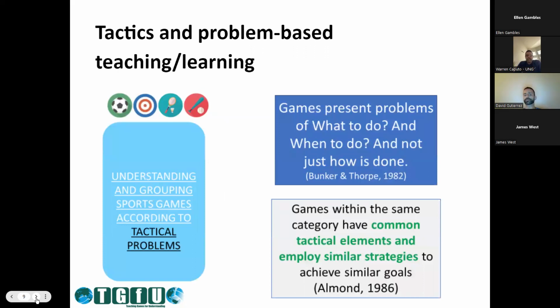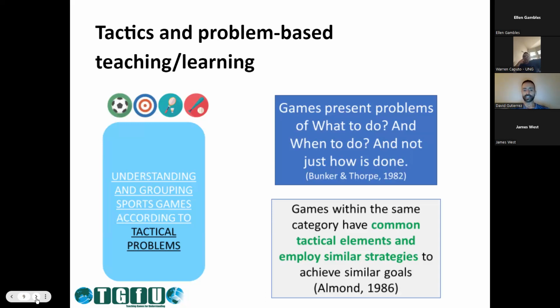So what is a game, and what makes it different from other kinds of sports? Games present problems of what to do and when to do it, and not just how it is done. It is not only the motor skills that are important when you are practicing a game. Games within the same category have common tactical elements and employ similar strategies to achieve similar goals. So games can be grouped into categories, depending on their tactical elements and strategies, which we will see now.